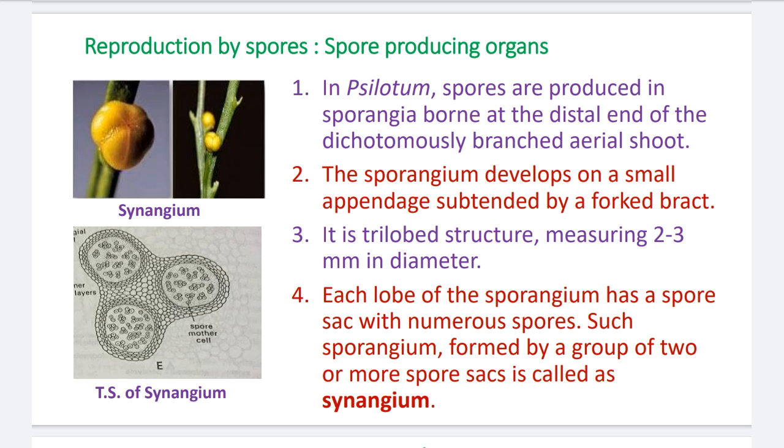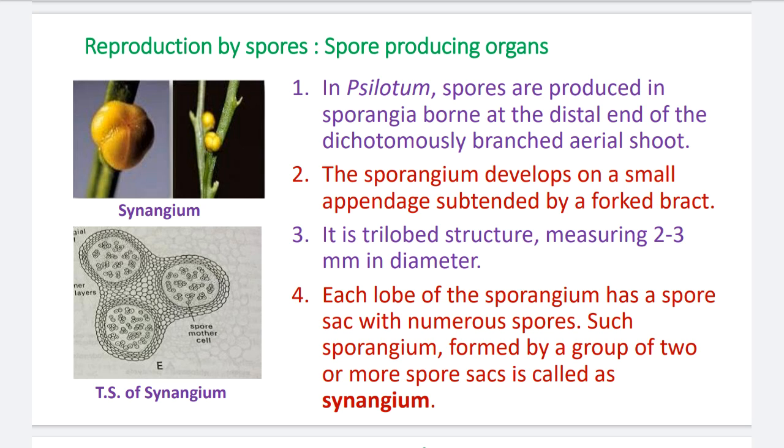This synangium contains the spore mother cells, and these spore mother cells are diploid in nature. Their nucleus is diploid, and these spore mother cells go through reduction division, meiosis, and cause the spores, which are haploid in nature. In this way, many spores are developed by a single sporangium. In a single synangium there are three sporangia, and many spores are developed.